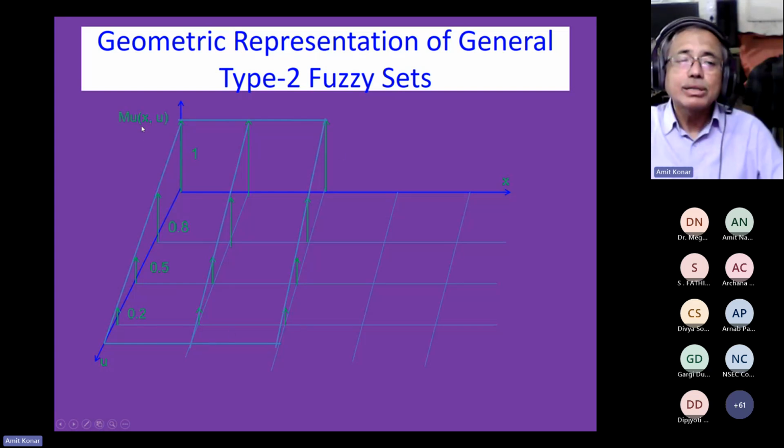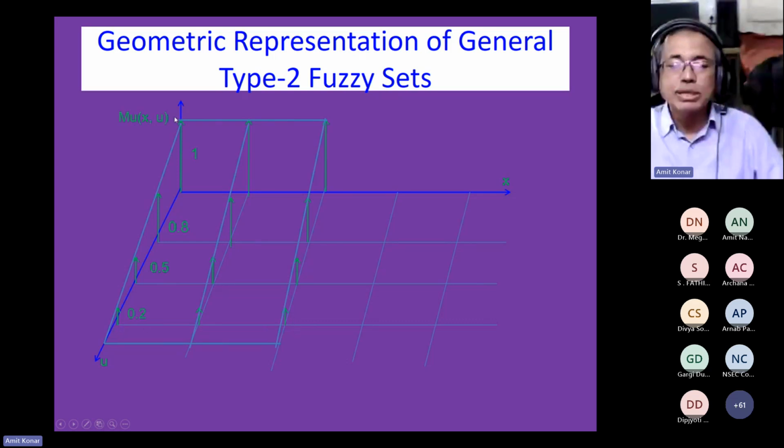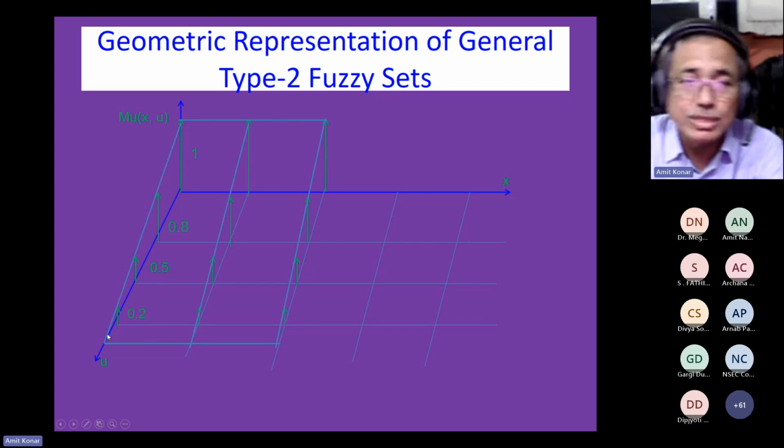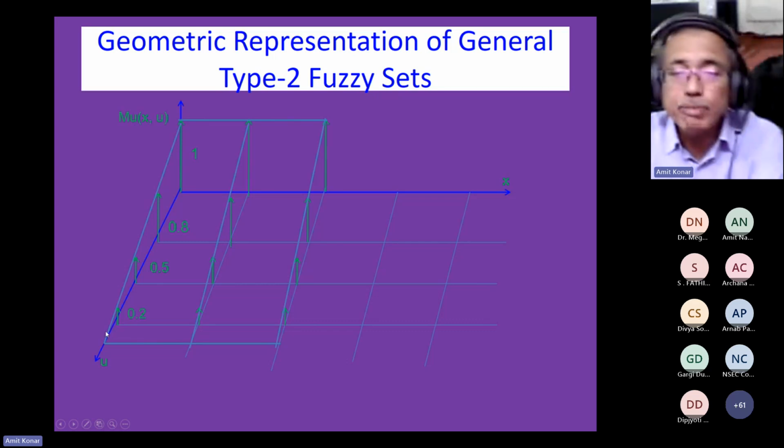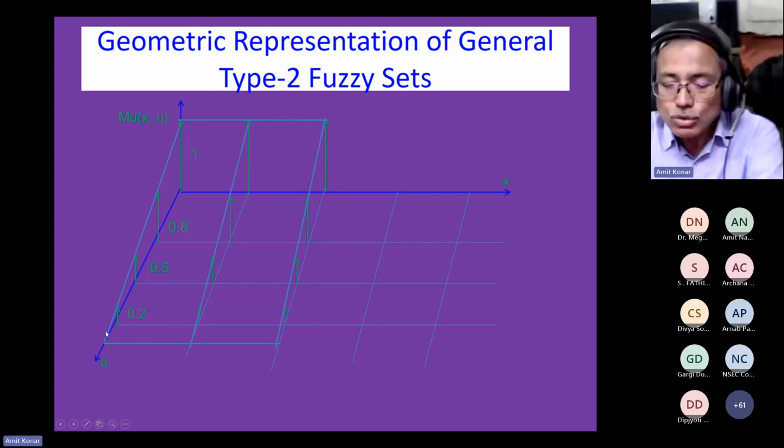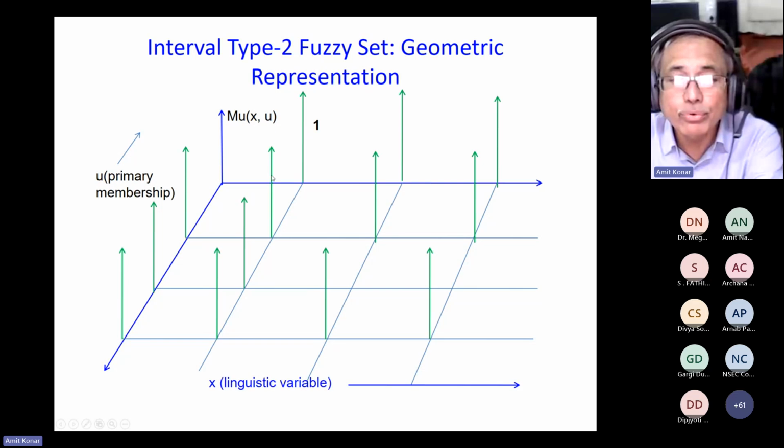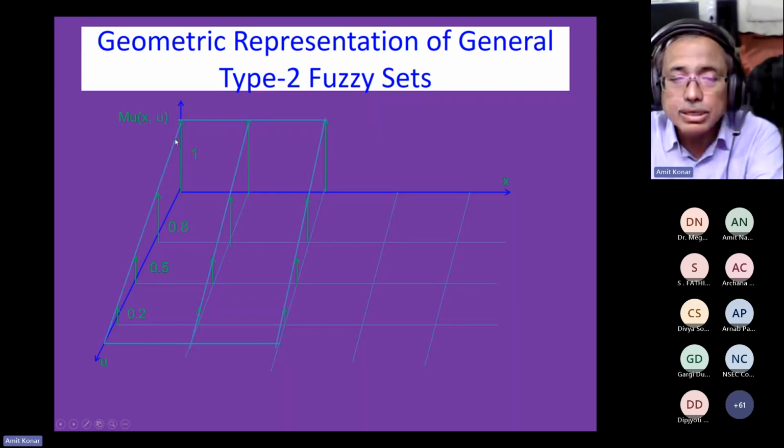So here the mu(x,u) carries certain meaning because they may have different values, somewhere 1, somewhere 0.8, somewhere 0.5, and together they may form some 3D surface. In this case, the 3D surface is a plane. So this is a general type 2 fuzzy set and the geometric representation of general type 2 fuzzy sets. I believe this is clear. In interval type 2, z values are 1. In general type 2, they may vary.